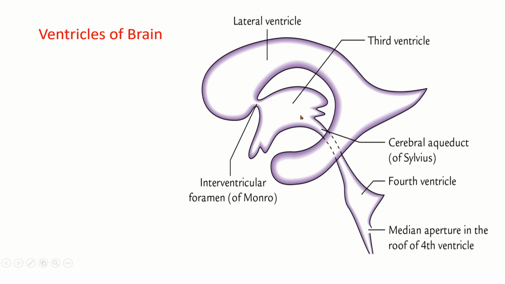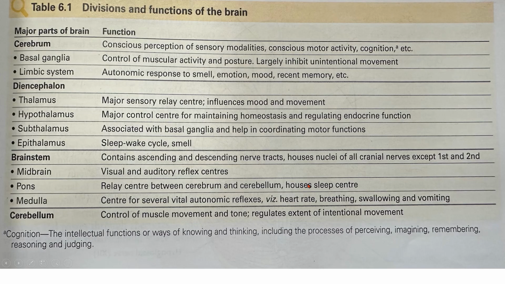So these are the sites of obstruction: the interventricular foramen of Monro, the cerebral aqueduct, and the three apertures in the roof of the fourth ventricle. The central aperture is the foramen of Magendie, and on either side there is the foramen of Luschka. These three apertures are the apertures through which the CSF from the ventricles escapes into the subarachnoid space.